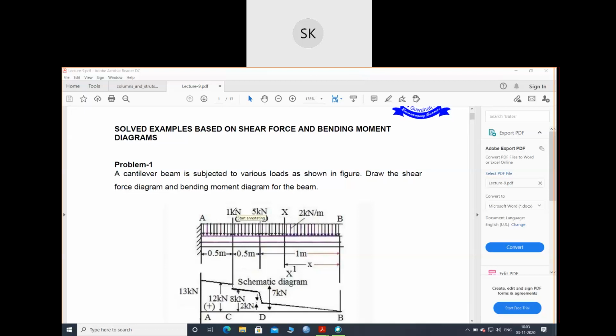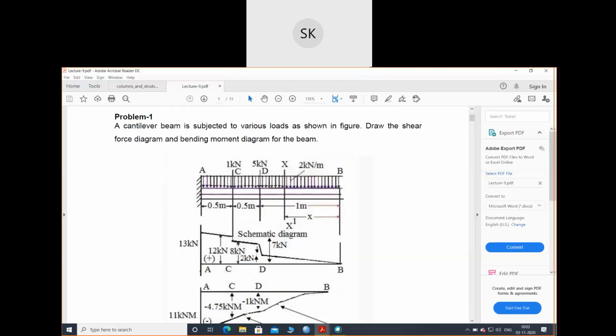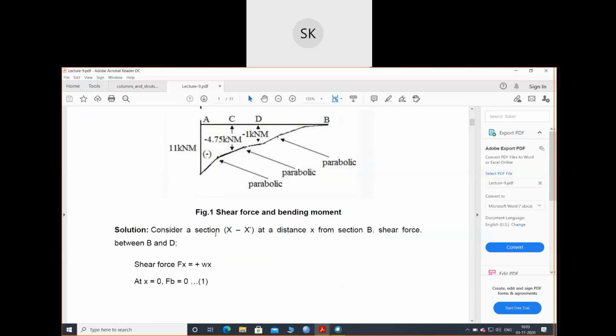Okay. Let's see. Since the cantilever beam is given with UDL and point load, what we'll do is first take a section XX from the free end. We'll take three sections: between D and B, then between B and C, and then C to A. Let's start with this section XX' at a distance of X from B.